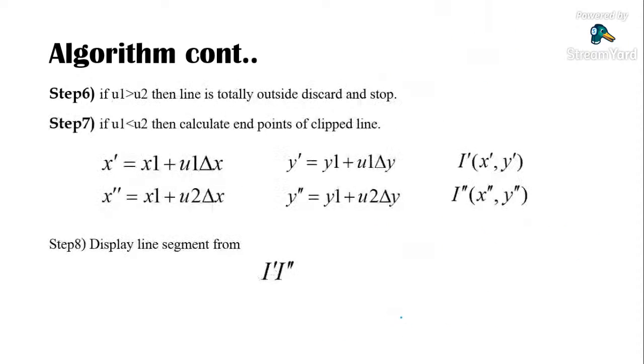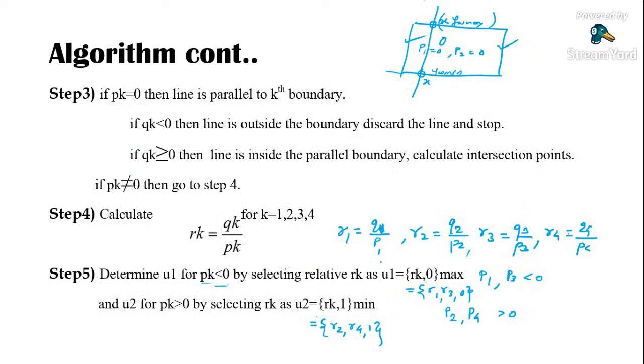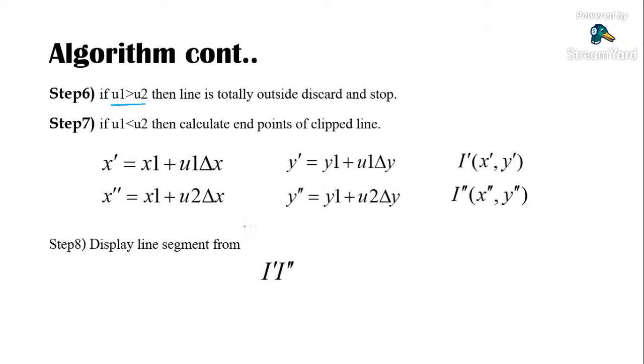After finding the minimum and maximum value, go for checking if u1 is greater than u2. u1 is the maximum value of r of k for p of k less than 0 related values, and u2 is the minimum value. You have to compare whether u1 is greater than u2. If this condition is satisfied, then the line is totally outside, you have to discard and stop. Those steps we are performing for the inclined lines. Now if this condition is not satisfied, then move to step number 7, where you will have u1 less than u2.